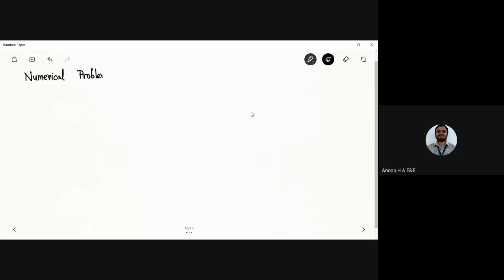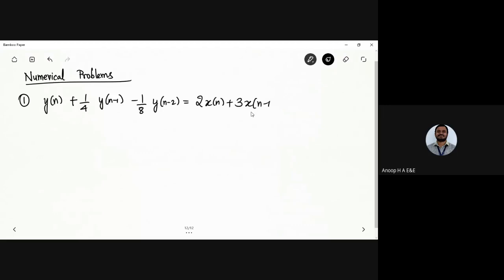Okay, so I can just give one or two problems. I can just write it down here. So it is quite easy to solve the direct form 1 realization and direct form 2 realization. Okay, so I can just write down as y of n plus 1 by 4 y of n minus 1 minus 1 by 8 y of n minus 2, that would be equal to 2 times x of n plus 3 times x of n minus 1.